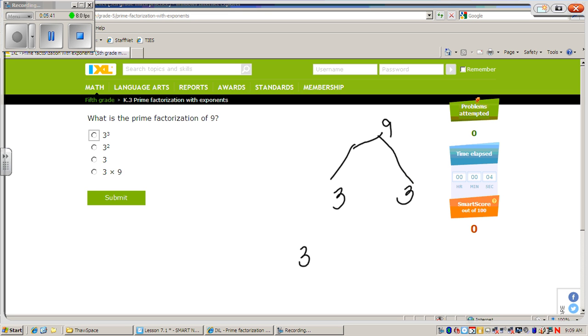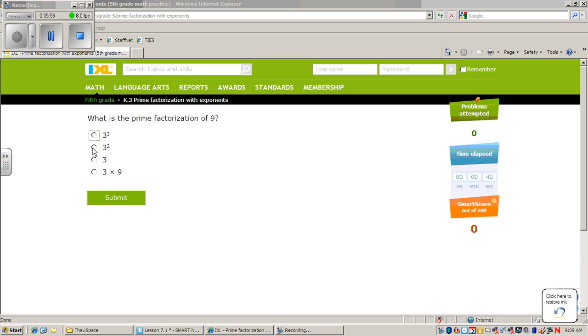So exponential notation would be 3 to the second power. Not 3 times 2, but 3 times 3. So I would go up here like this, and I would know that this is 3 to the second power. Hopefully that does make sense to you.